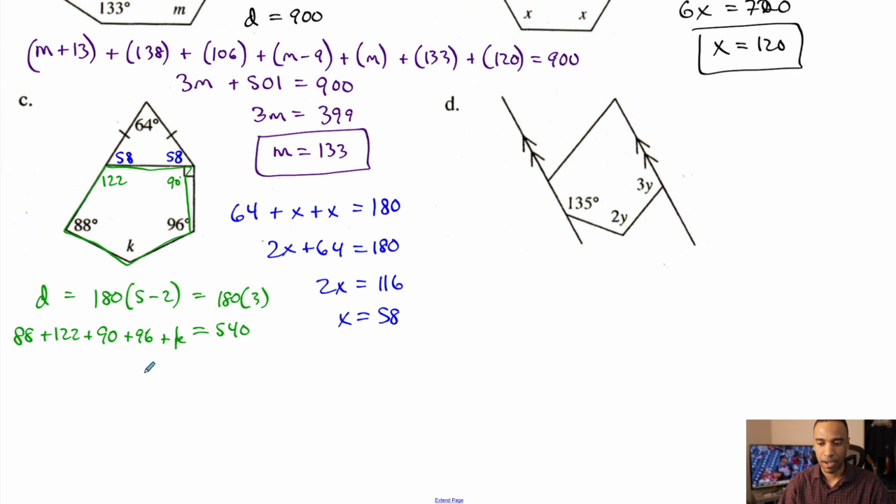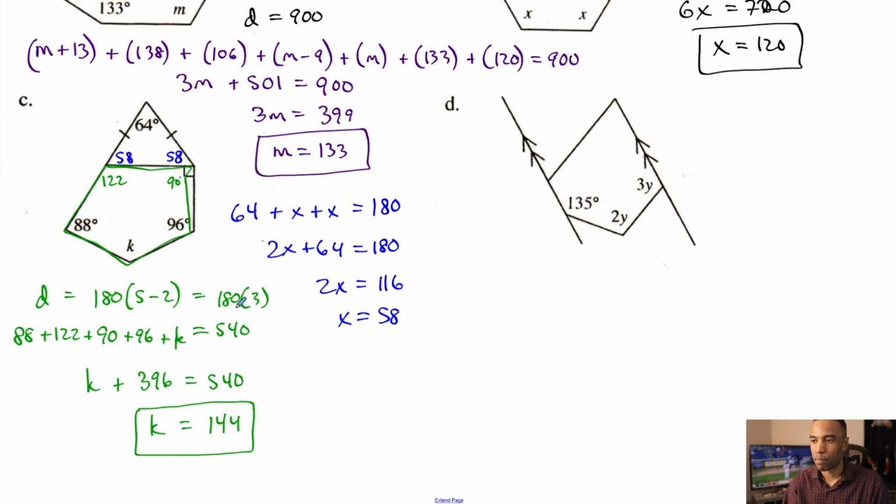Let's start getting k by itself. So combined like terms, we get 396. And if you subtract 396 from both sides, we'll end up getting k equals 144. And that is the unknown measure there. All right, part D, let's do one more here.